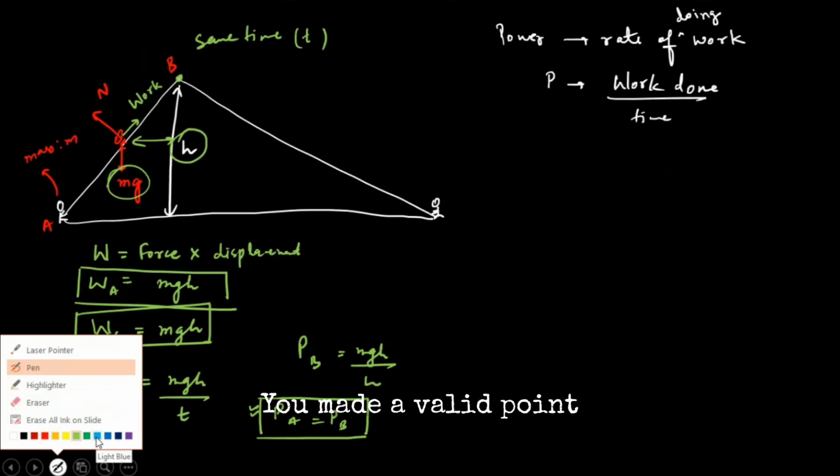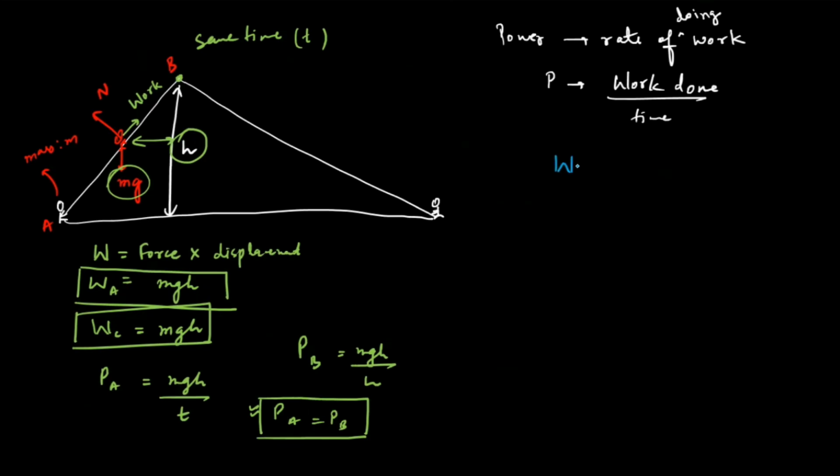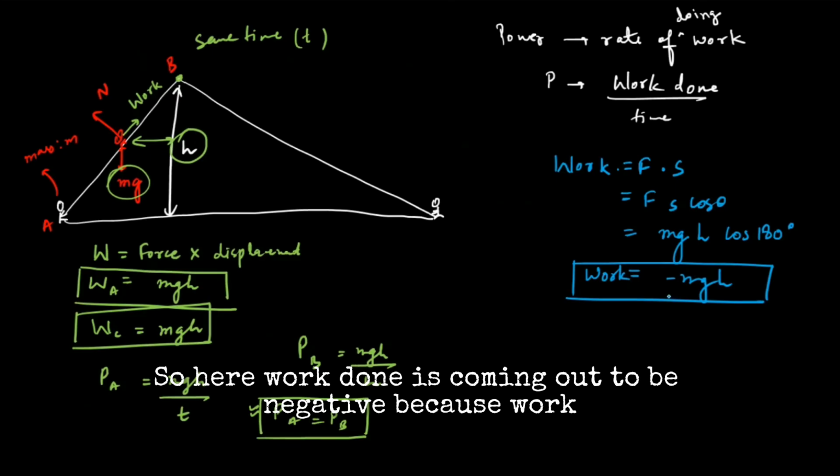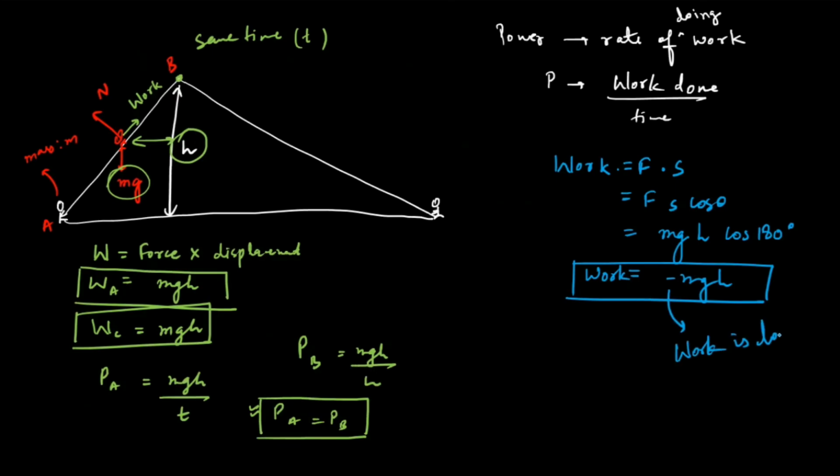I got it. You made a valid point. What is work done? Work done is F dot S, that is Fs cos theta. Force is mg, displacement is h. The angle between these two is 180. So it is mgh, that too in negative. Here work done is coming out to be negative because work is done against gravity. That's why it is negative.